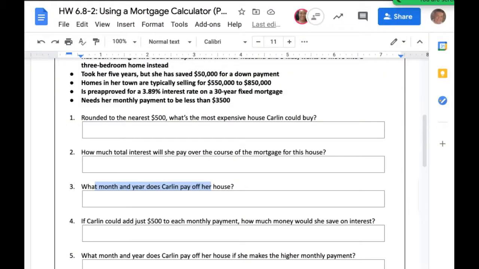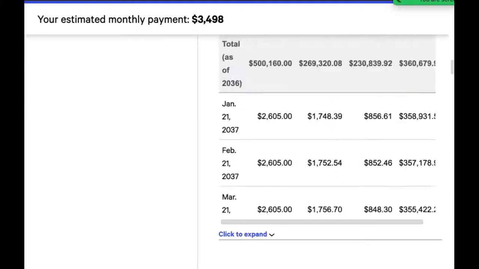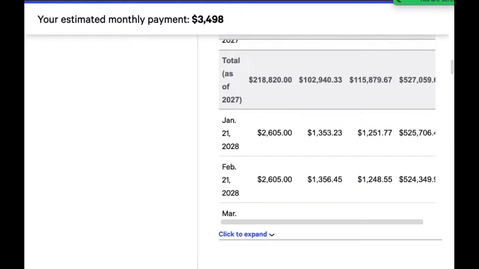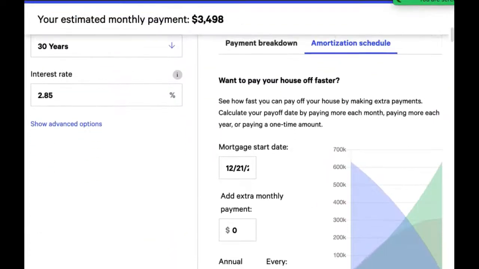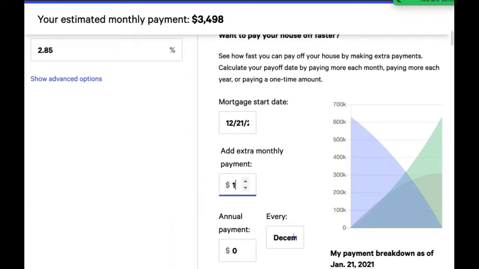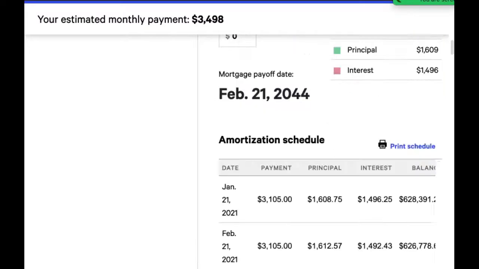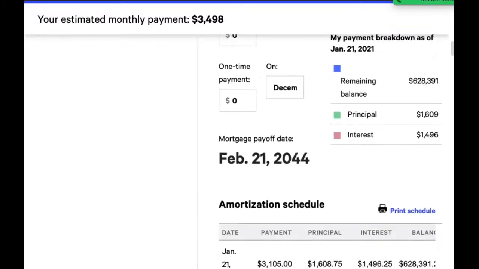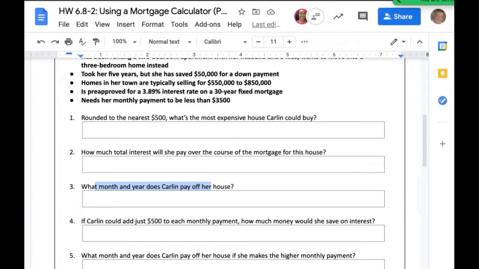And then what happens if you could pay $500 more? All right. So this is the amortization schedule. What happens if you can make $500 more towards this payment? You can add an extra monthly payment of $500. And when you scroll all the way back down, you'll see the difference in how much you'll pay. You'll pay off your house sooner, and you'll save on interest.